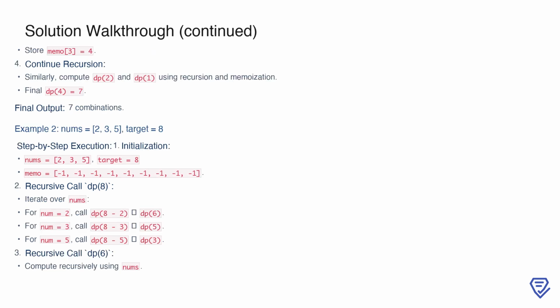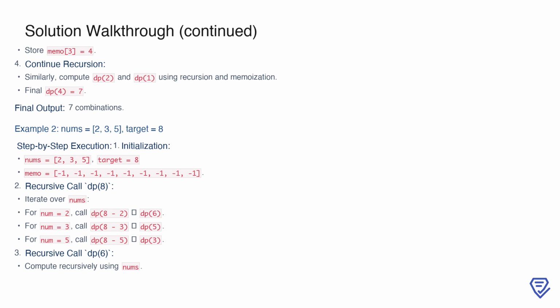As we continue resolving DP 3, the results of the recursive calls are summed up, and we store the result in memo 3, which is 4. This caching prevents redundant calculations in future recursive calls. Similarly, we compute DP 2 and DP 1 using the same recursive approach, leveraging memoization wherever possible to optimize performance. Finally, for DP 4, the total combinations are calculated as 7, which becomes our final output for this example. This means there are 7 distinct ways to form the target 4 using the numbers 1, 2, 3.